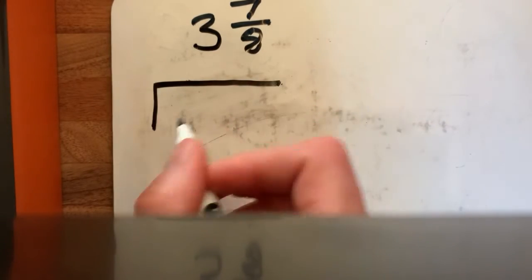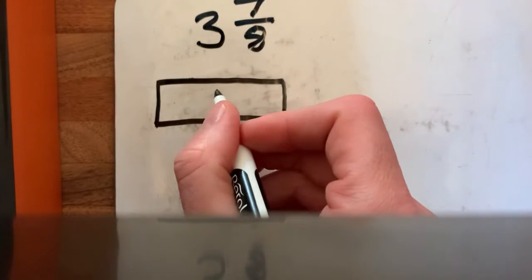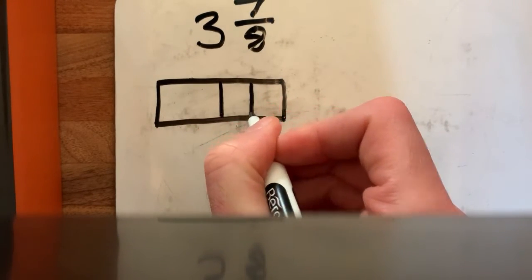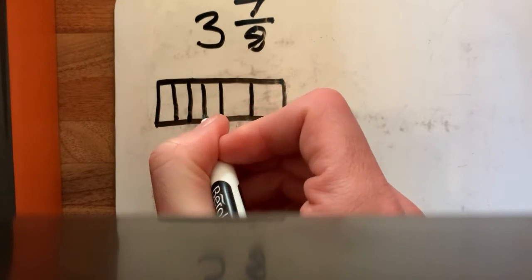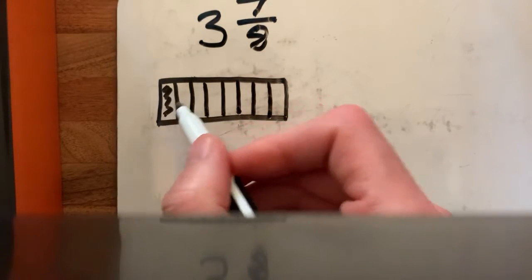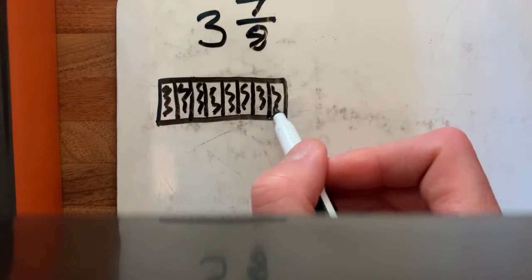All right, so we draw the whole and we're going to split it into 8 equal parts, okay? So there's 4 equal parts. So we split it again. There's our 8 equal parts. And we know that we've got all 8 of those equal parts to represent 1 whole.